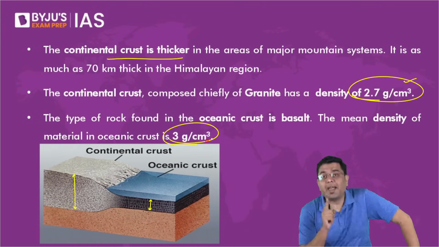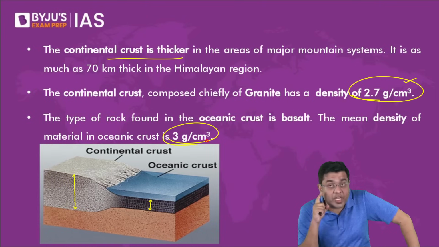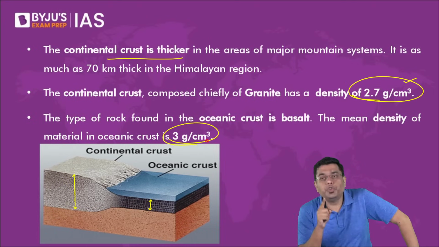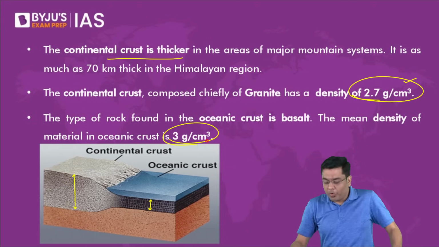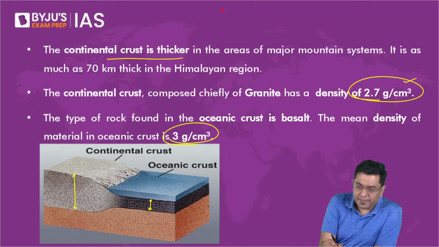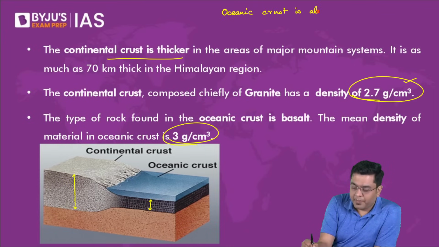So despite the fact that the continental crust is thicker, and listen to this carefully, despite the fact that the continental crust is thicker and oceanic crust is thinner, still it will always be the oceanic crust which will be heavier. So oceanic crust is always heavier as compared to continental crust.